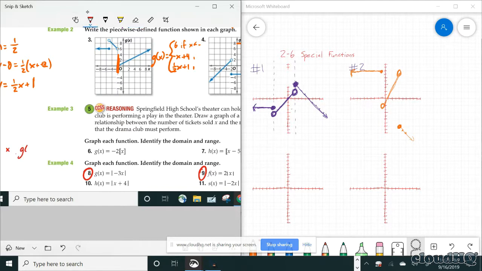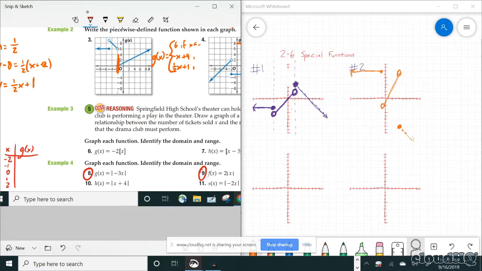X, and then instead of Y, we're talking G of X here. But I would want to pick 0, I think. I don't think it moves left and right. Then I'd want to pick numbers to the left and to the right of 0, so we get both sides. And then I would plug them in.